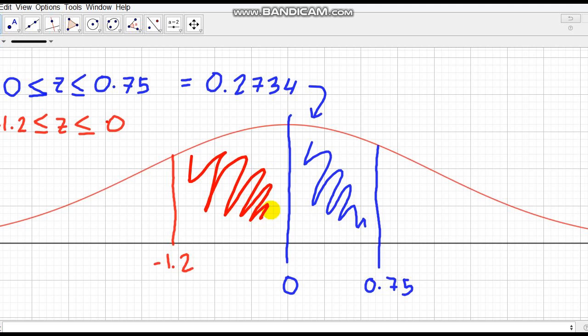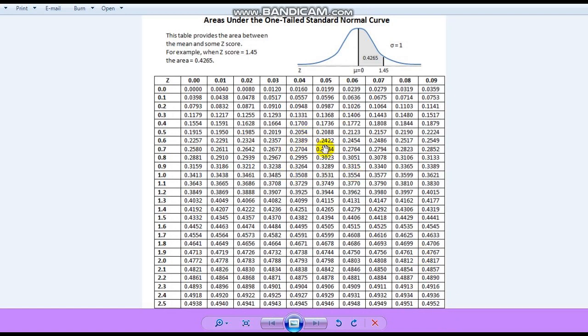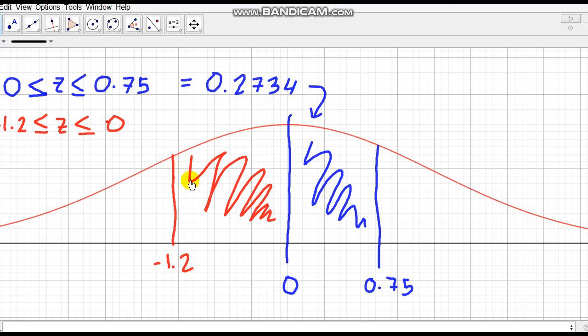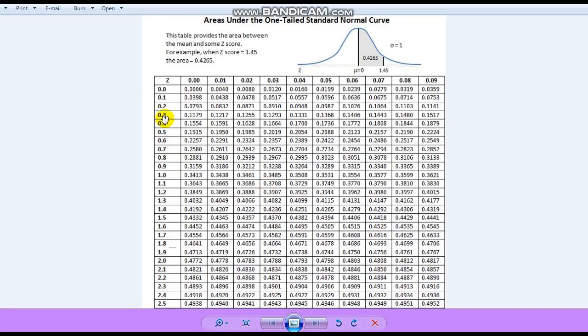Take note that the area still goes towards 0, so we can still make use of the normal table. Instead, what we're going to do is convert this into positives. So this is still usable. Remember that this table is usable as long as the area is going towards 0. So this is negative 1.2. The area that we are looking for goes towards 0, so we just look at 1.2 and it will be the same as the negative 1.2.